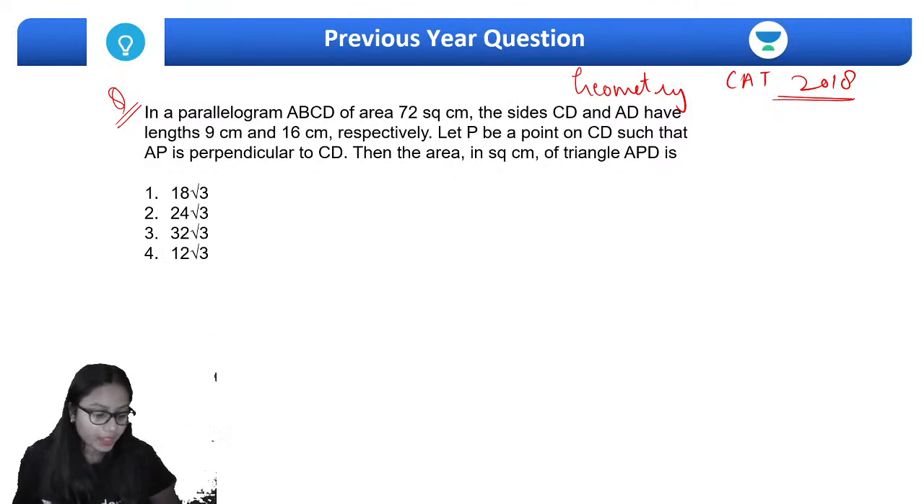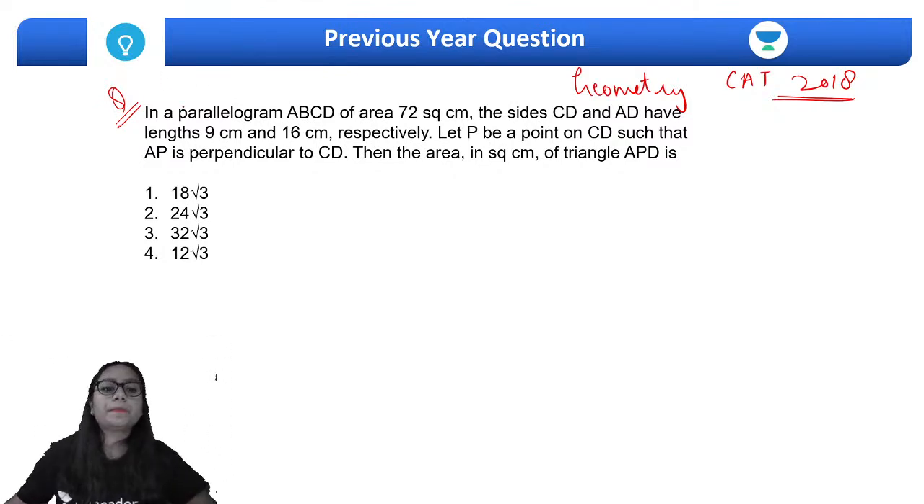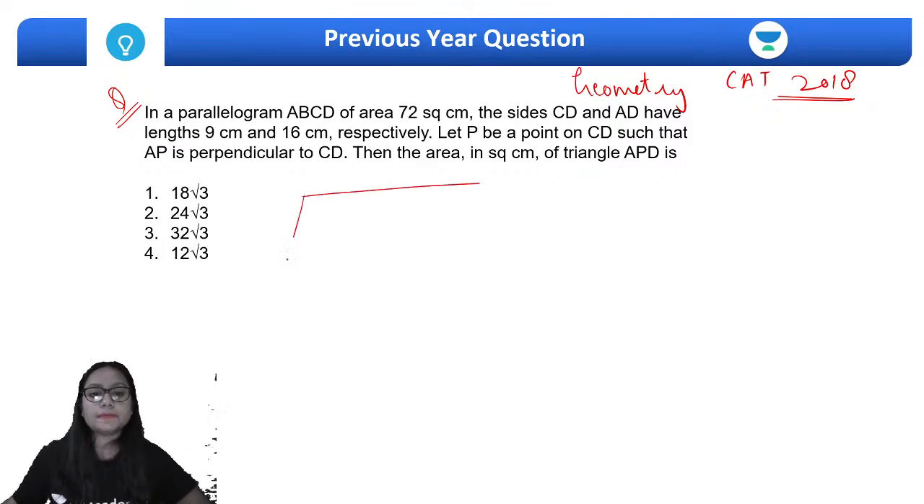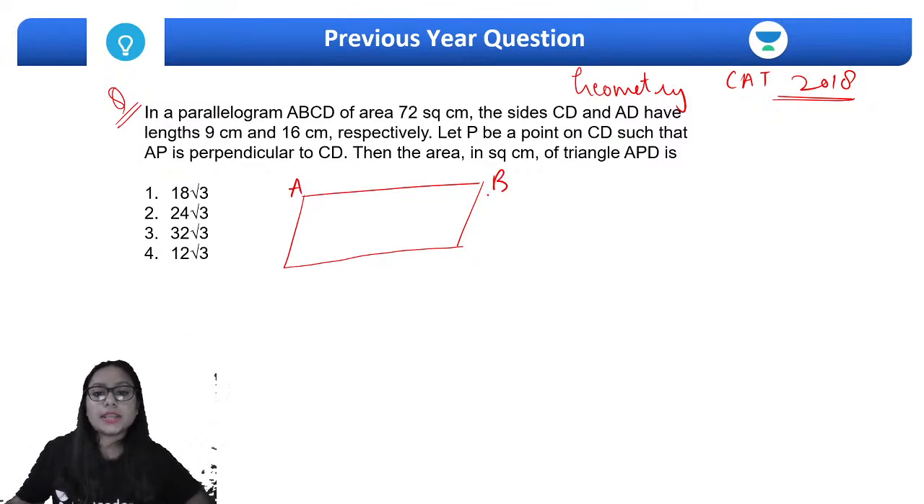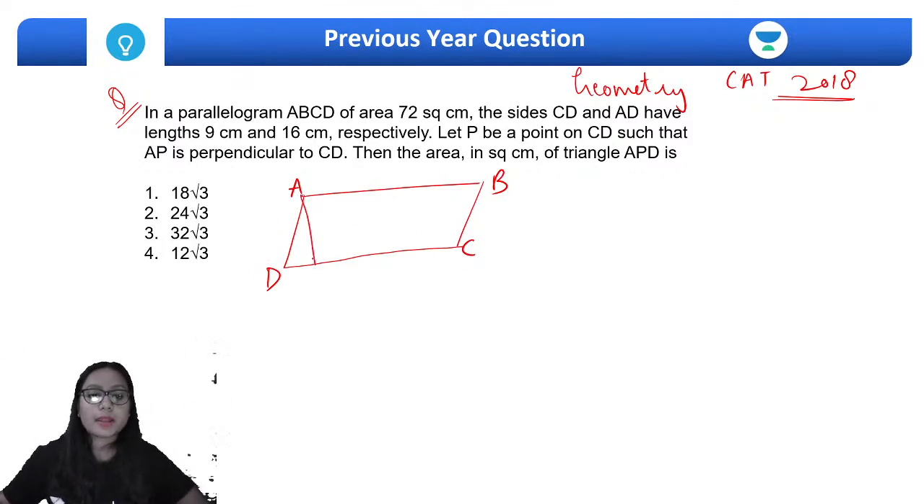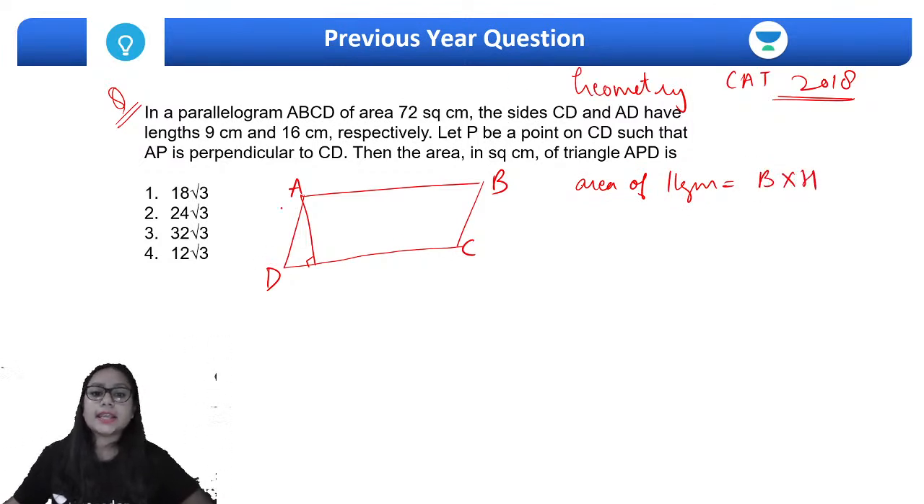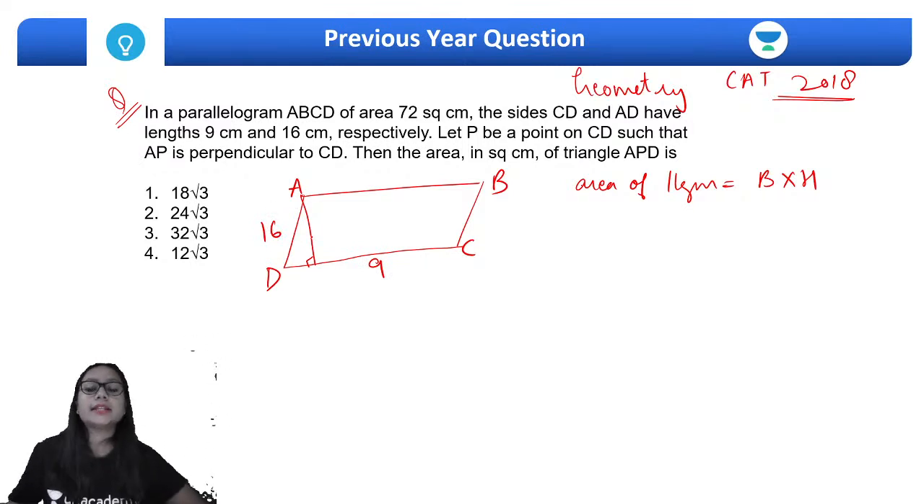Okay, let's see. So this is a parallelogram ABCD. So let us draw a parallelogram first. So in the parallelogram ABCD of area 72 centimeter square. Now area of a parallelogram is given by base into height. Okay, sides CD and AD have lengths 9 and 16 centimeter. Alright, this is the length of the sides given.